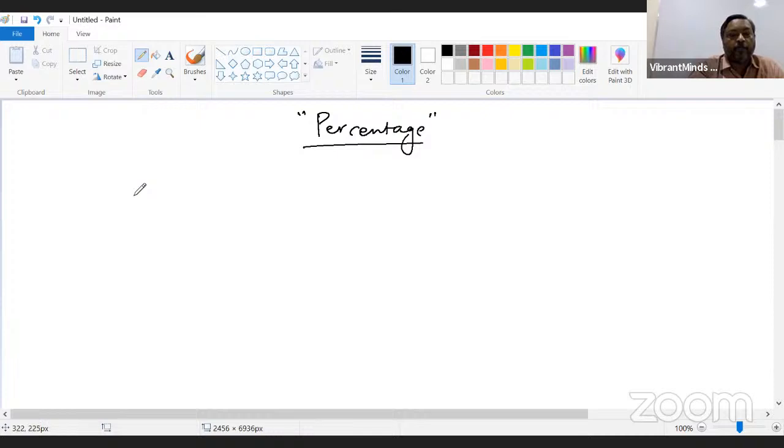Now see, the basic question is, what is percent? Percent is made up of two words, per plus cent. Cent is a Greek word for 100. So it is per 100. Is it okay?